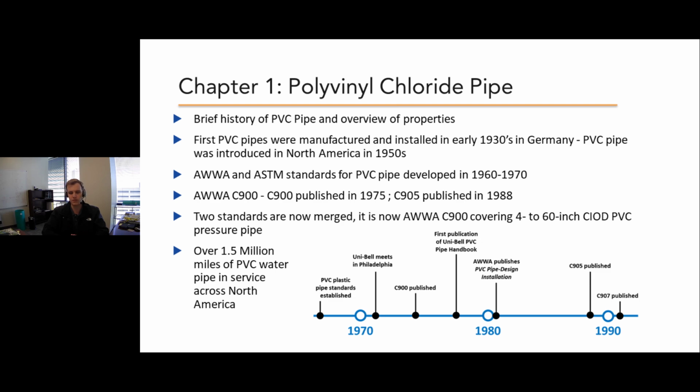The first C900 standard came out in 1975, with C905 coming out in 1988. And of course, C905, I don't think that got discontinued in 2016. Actually, that all was rolled into C900. But it is kind of cool to go back and see when that originally came about. Now currently C900 covers 4-inch through 60-inch pipe. And there are over 1.5 million miles of PVC water pipe in service across North America. So across the US and Canada today, there's approximately 1.5 million miles in service.